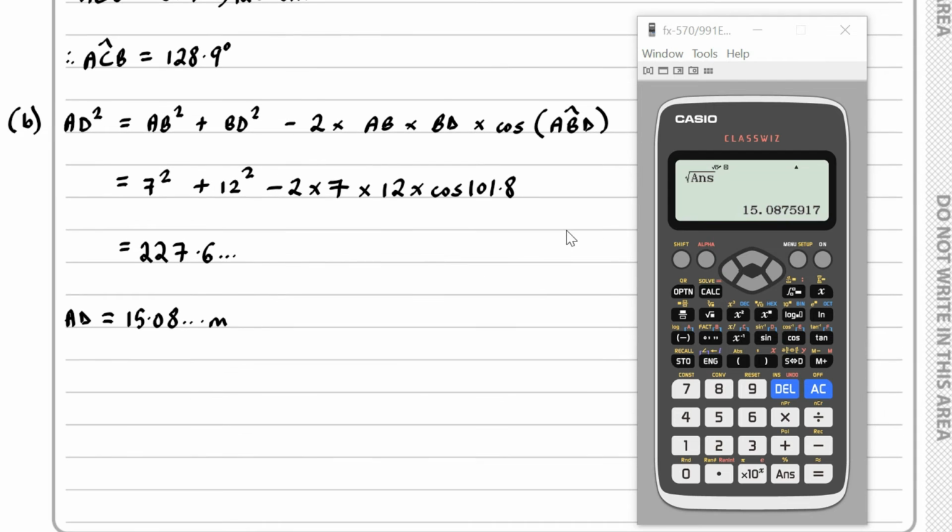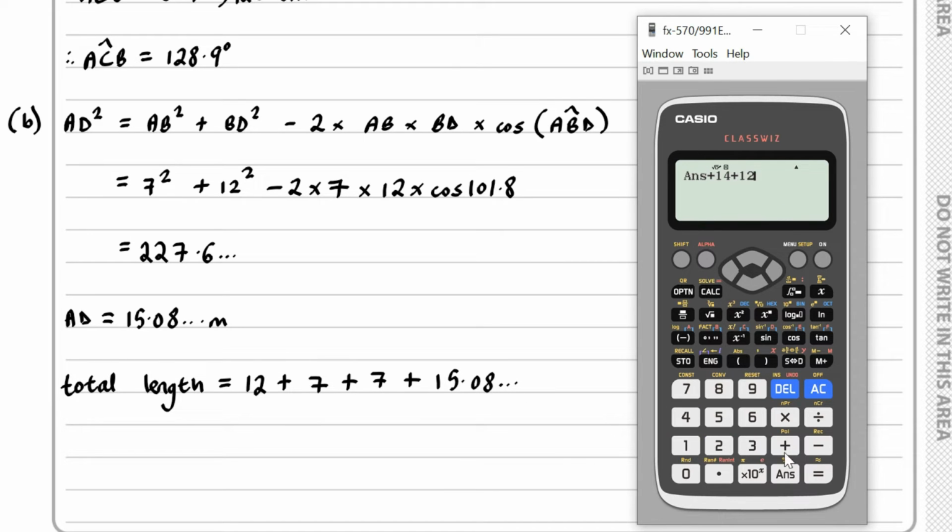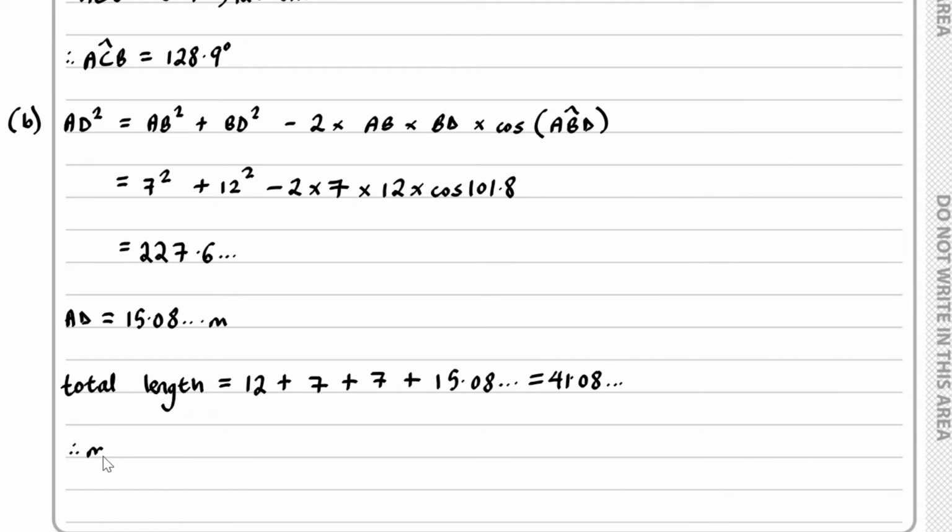And therefore, the total length, that's equal to the 12 plus the 7 plus this other 7 plus this 15.08, etc. So here we add on 14 plus 12, so we get 41.08, etc. And therefore the minimum length will be 42 meters.